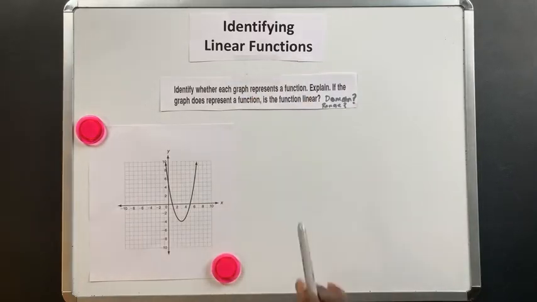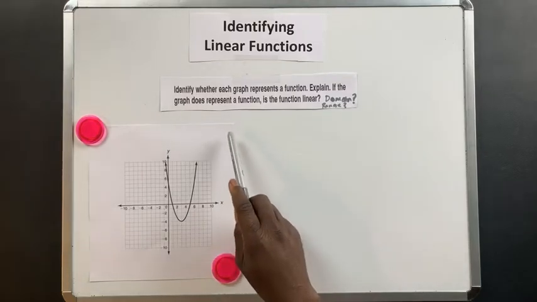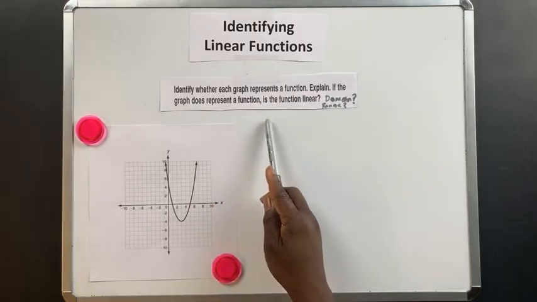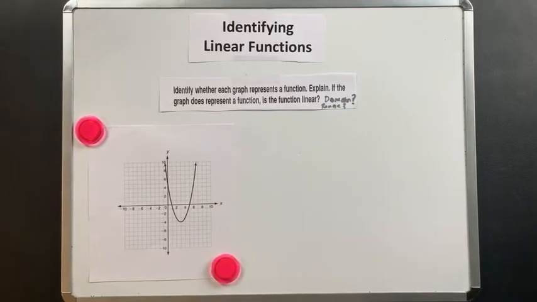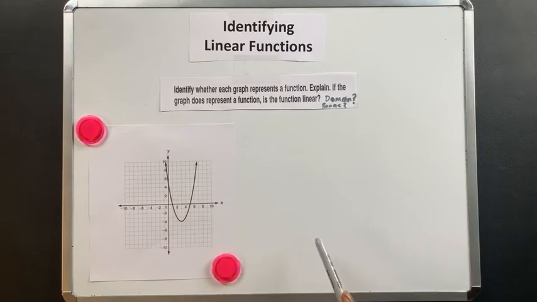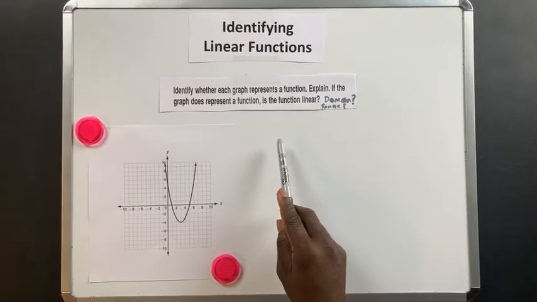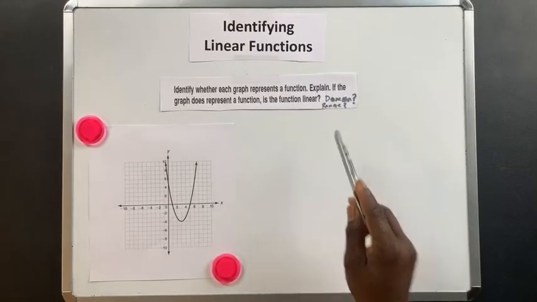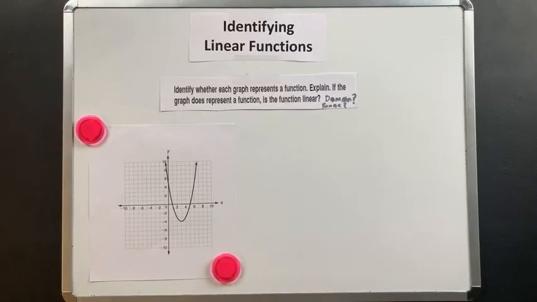Today we're going to talk about how to identify a linear function. In particular, we're going to identify whether a given graph represents a function. We'll also explain if the graph does not represent a function and if the function is linear. And I'll take some time towards the end to further describe the graph using some notation for its range and domain. So let's go ahead and get started.